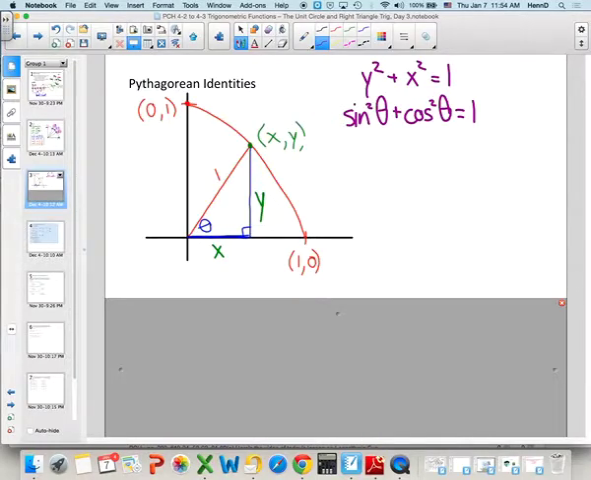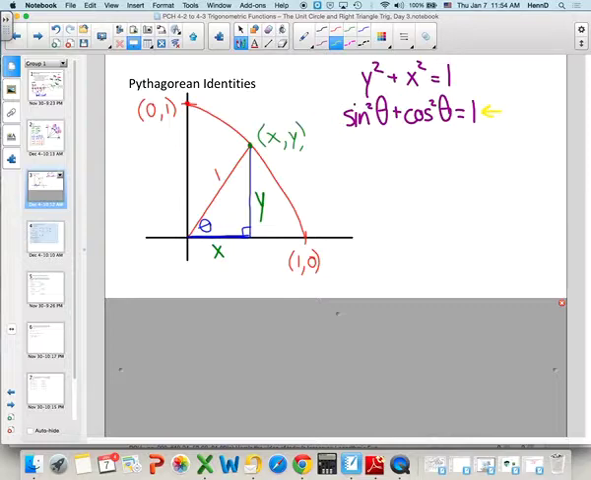So guess what? This is actually our first Pythagorean identity. Sine squared plus cosine squared equals 1. And the cool thing is that one's pretty easy to remember, and the other two are very easily derived from this. In fact, a lot of times, just to double check myself before I say it out loud, I'll rederive the other two in my head.